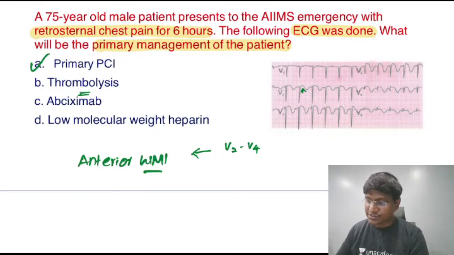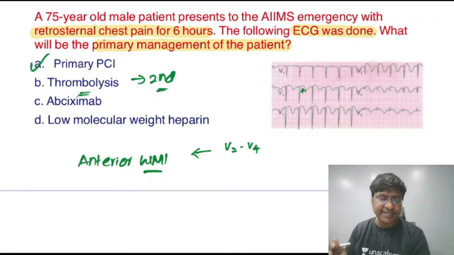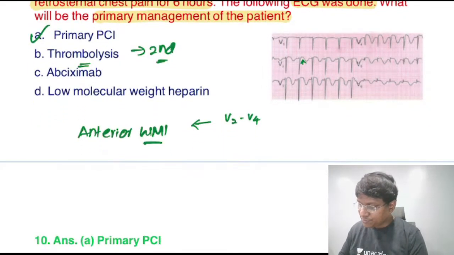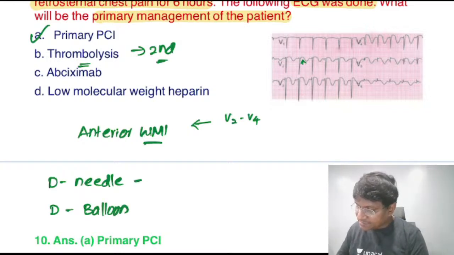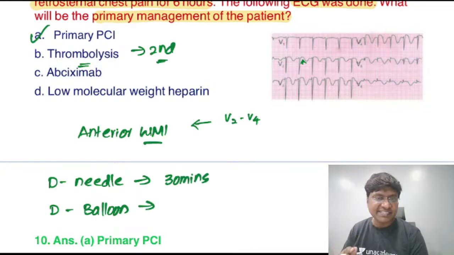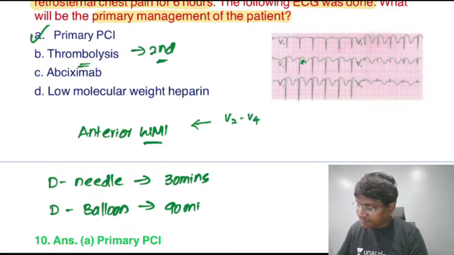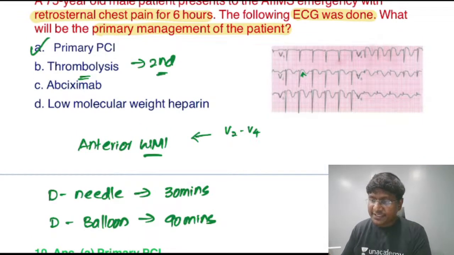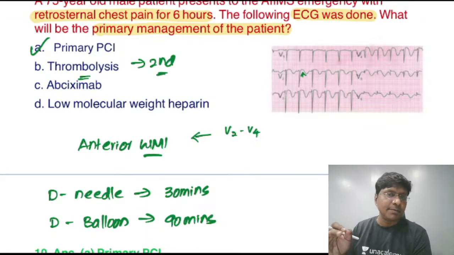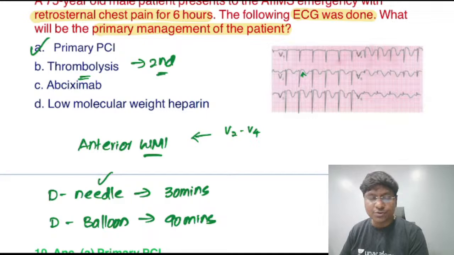And thrombolysis would be the second option for revascularization if the PCI facility is not there. And at this point, you need to know what the door to needle time is and what the door to balloon time is. If you are planning for thrombolysis, the door to needle time should be within 30 minutes. And if you are planning for PCI, the door to balloon time should be within 90 minutes. That means within 30 minutes of the patient entering the hospital, you should be able to do thrombolysis.